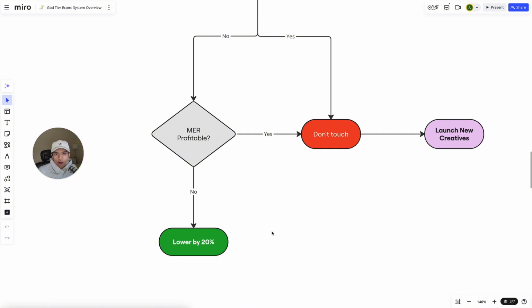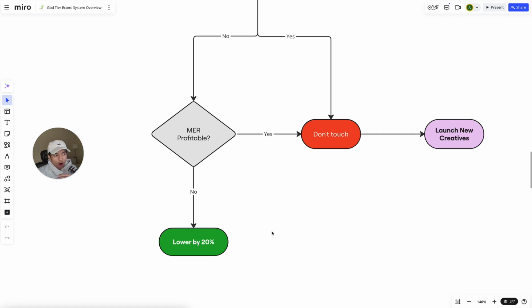So if you're profitable, if there's money being deposited into your bank account, it doesn't matter what the attribution in Facebook says. We don't care about that. We care about, are you making more profit? So if you are profitable, don't touch. You can put the focus on launching new creatives, but honestly, you could just leave the campaign.